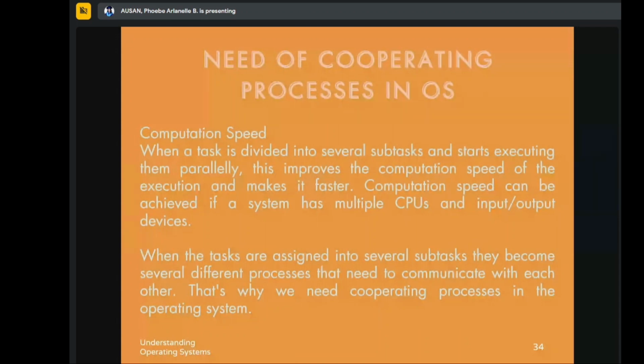The computation speed. When a task is divided into several subtasks and starts executing them in parallel, this improves the computation speed of the execution and makes it faster. Computation speed can be achieved if a system has multiple CPUs and input-output devices. When the task is divided into several subtasks, they become several different processes that need to communicate with each other. That's why we need cooperating processes in the operating system.